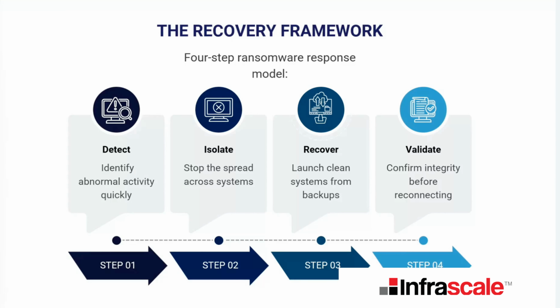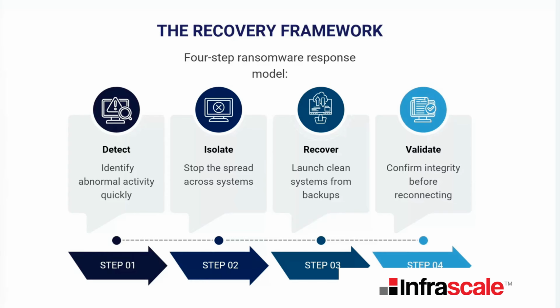The faster you detect something isn't right, the faster you can respond and limit the damage. The second step is to isolate. Once a potential ransomware event is identified, the priority is to stop it from spreading. That means isolating affected systems, disconnecting the compromised machines from the network, and preventing the attack from moving laterally to other servers or endpoints. The third is the recovery.